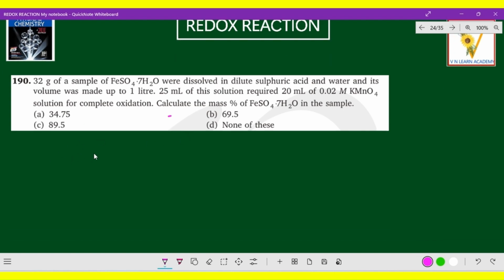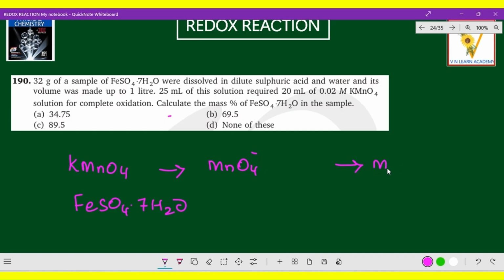So before I write that half reaction, I think by this time you might have completed it. First thing, KMnO4, right? So here KMnO4 and FeSO4·7H2O. The half reaction: MnO4 minus is converted to Mn2 plus, with 4H2O, and here 8H plus ion. The number of electrons changed here is 5. How do you get that 5 electrons? Because the oxidation number here is 7, here plus 2. So when you convert this, 5 electrons change.